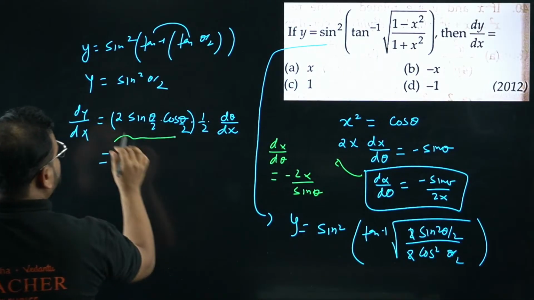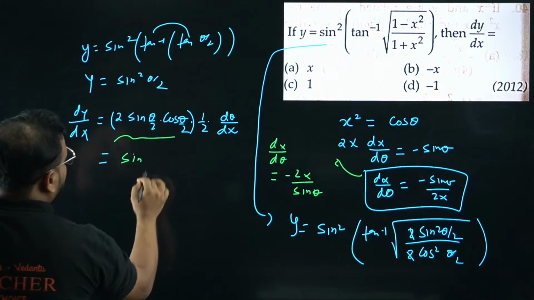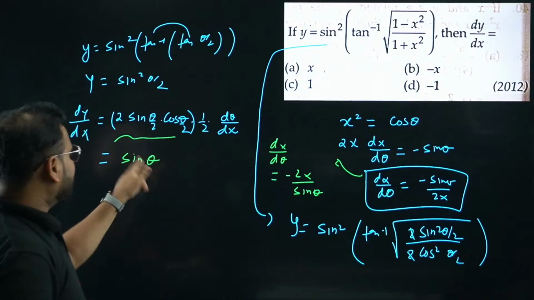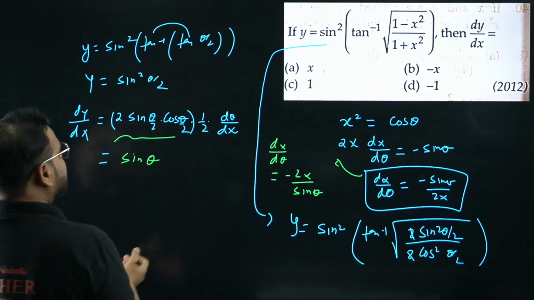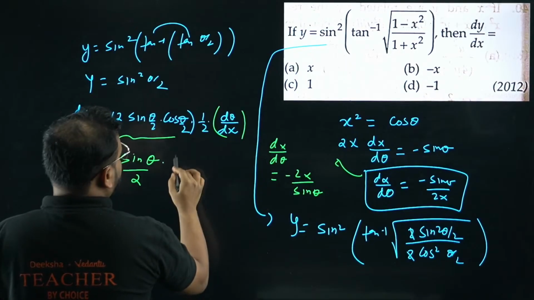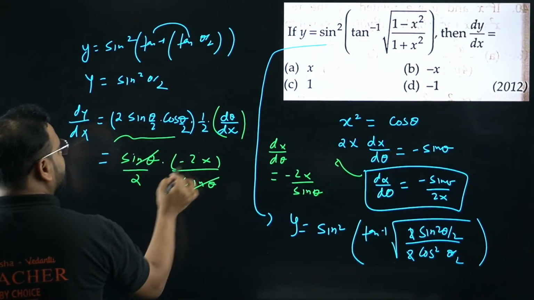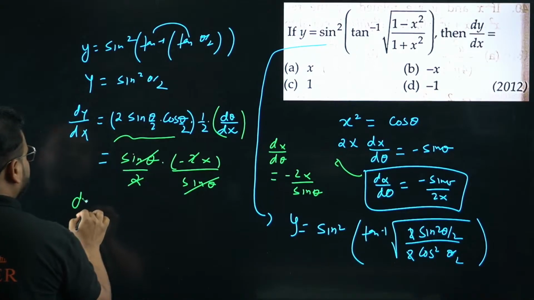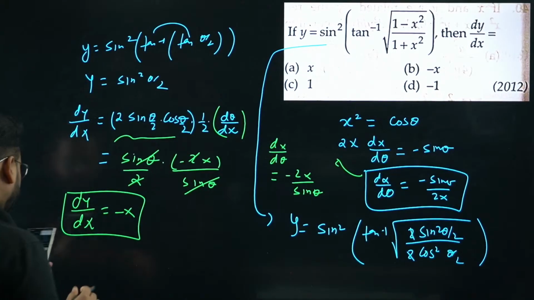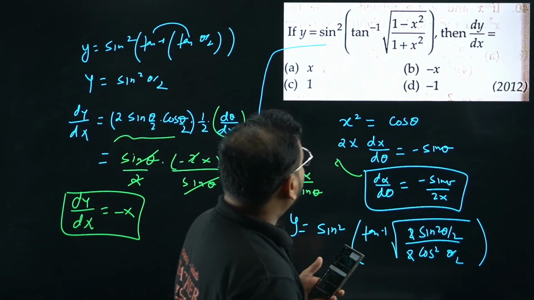What is this formula, sir? 2 sine cos becomes sine 2 theta, right? So 2 sine theta by 2 cos theta by 2 will become simply sine theta. All of you agree? Sine of twice the angle, sine theta, into 1 by 2. I'll keep the 2 here. This value is minus 2x upon sine theta. Please check. Cancel, cancel, cancel, cancel. I'm getting dy by dx as minus x. Great. Option B is correct.